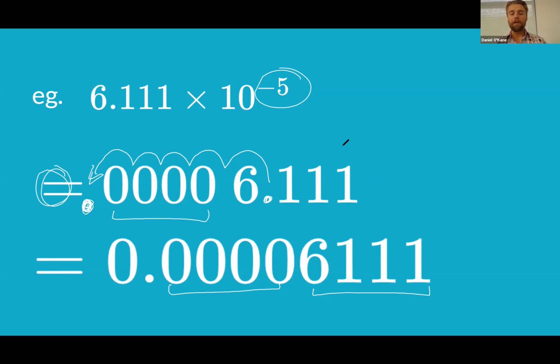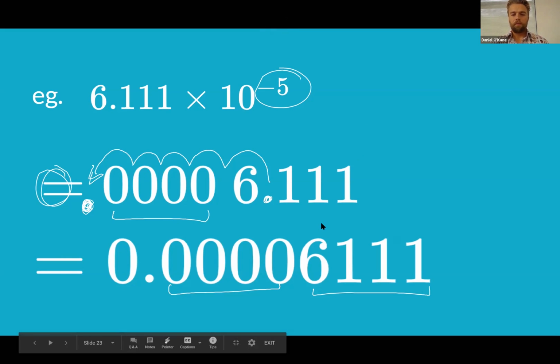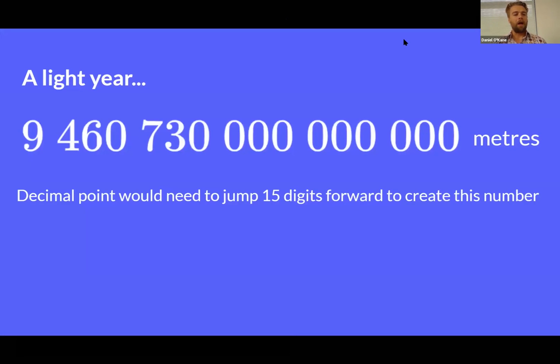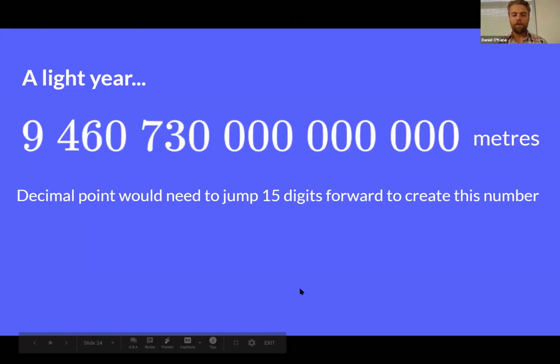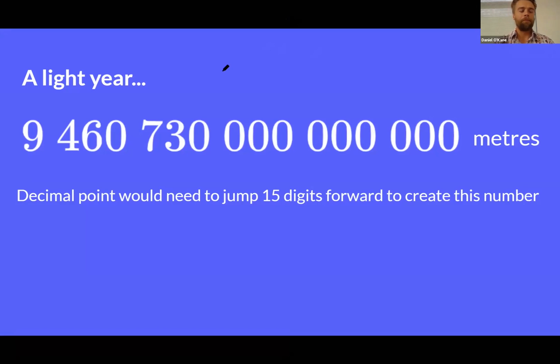So now we can look back at those numbers that I was talking about at the start of the class, okay? I need to clear those now. So now that light year, remember, that was 9460, 730, and a whole bunch of zeros afterwards. I can see the decimal point would need to jump 15 digits forward in order to be able to create this number. So I'll show you how I do that.